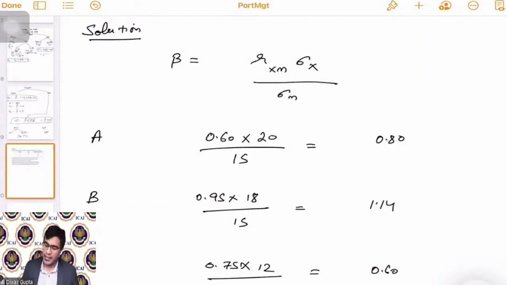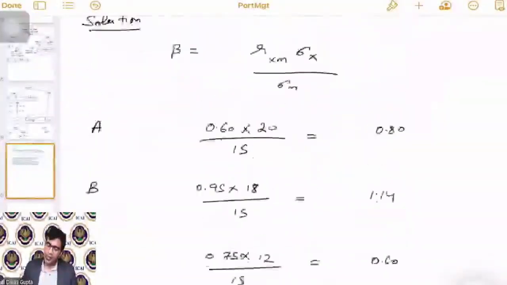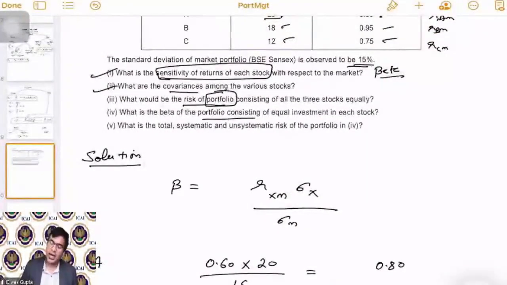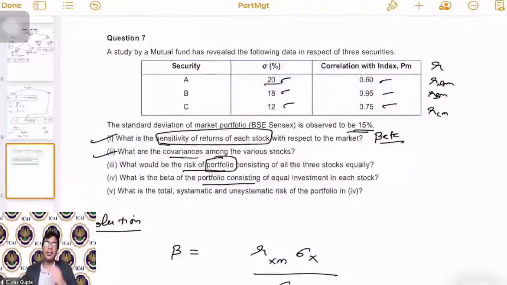Now for calculating the covariance. We have studied how the covariance can be calculated. You need the R between AB, BC, CA, correct? That's all the combinations you need R for calculating the covariance. Do you have that in this question? No, right? Because in this, the correlation is what we have with the market, correct?